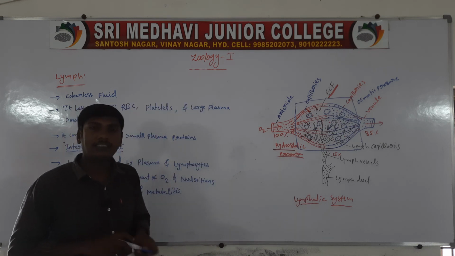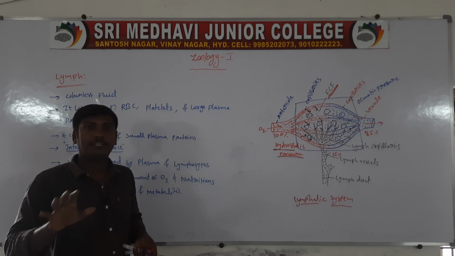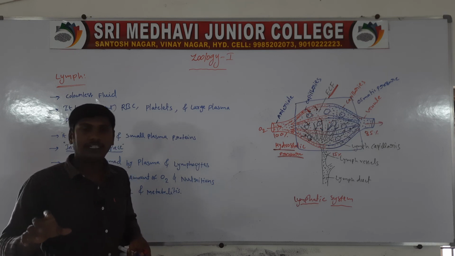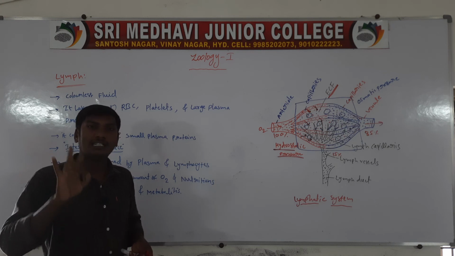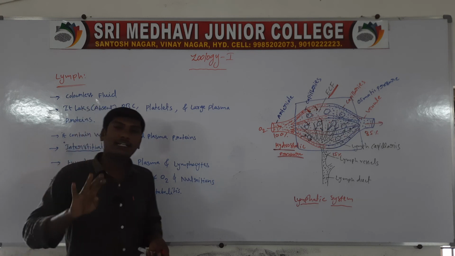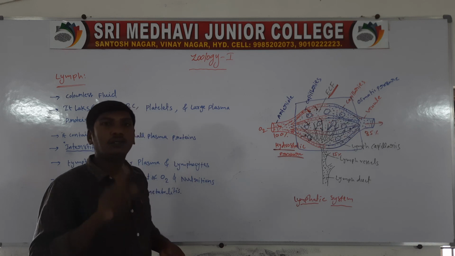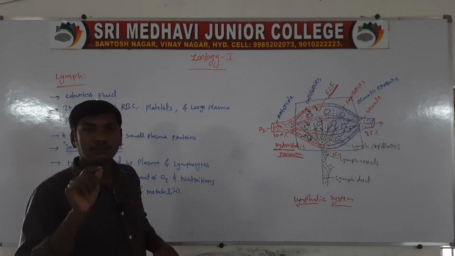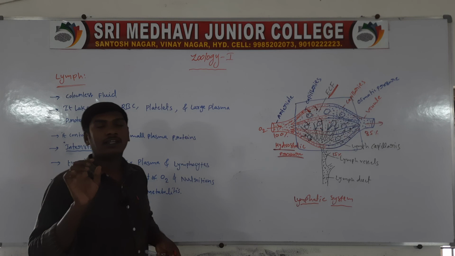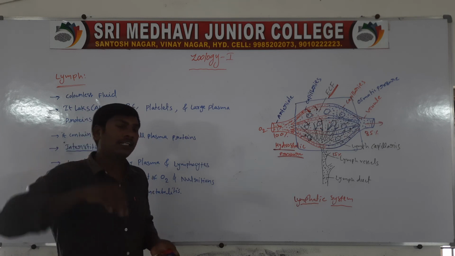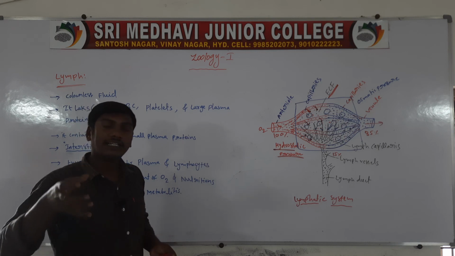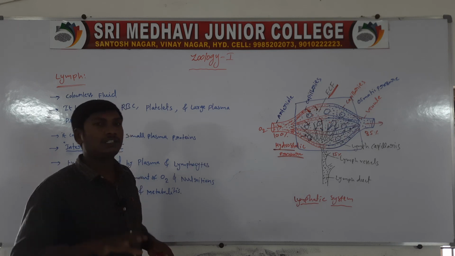The lymph is a colorless fluid. It is absent of red blood cells, platelets, and large plasma proteins, but it contains white blood cells, meaning leukocytes, and small plasma proteins. It is formed from the interstitial space of the tissues.